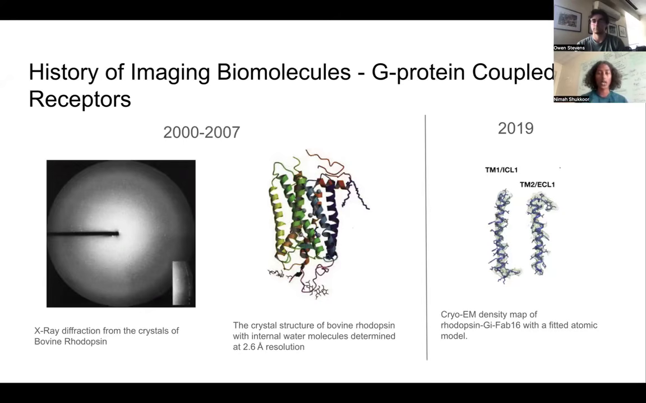In 2000, the structure of bovine rhodopsin, which is a type of GPCR, was discovered using X-ray crystallography. As you can see here, this is the X-ray diffraction image. And closer to 2007, we were able to determine the crystal structure as well. However, more recently in 2019, using cryo-EM density maps, we were able to understand a more comprehensive structure, as you can see in the image to your right.